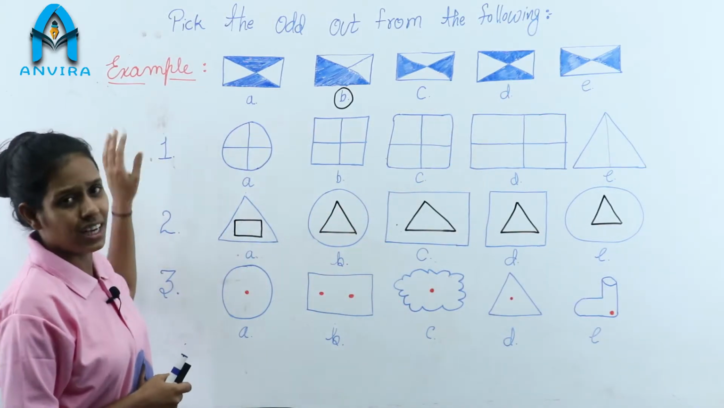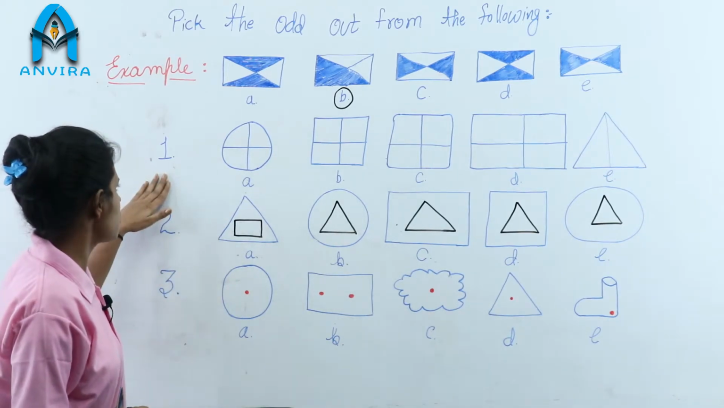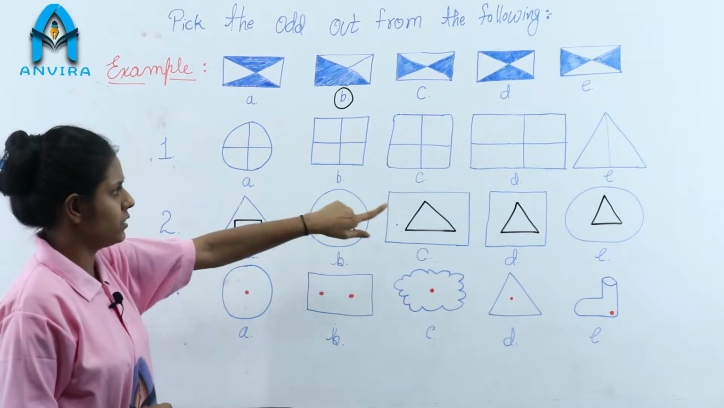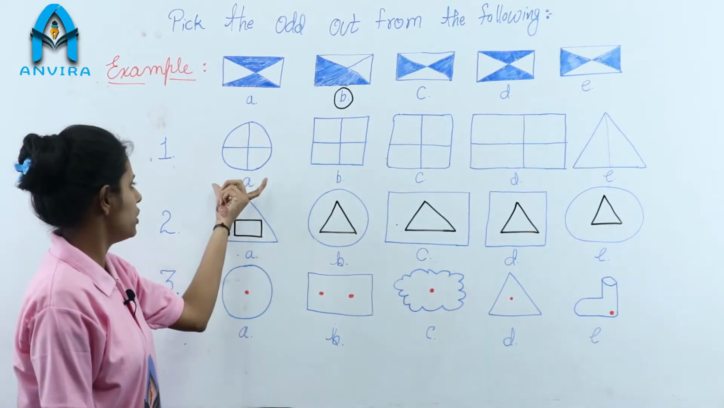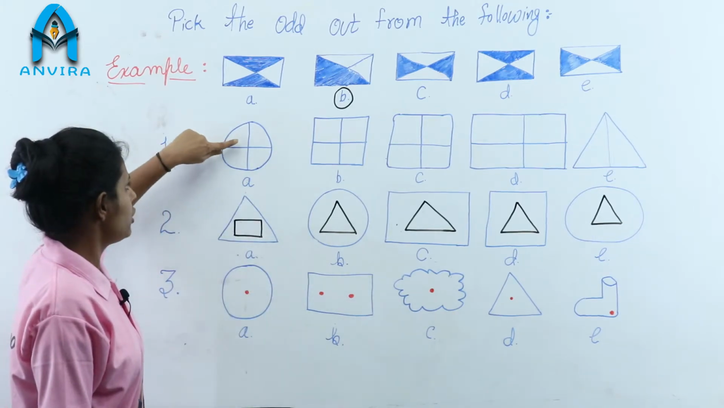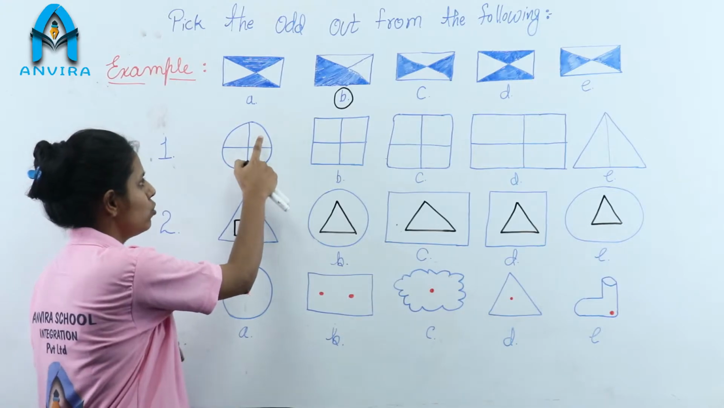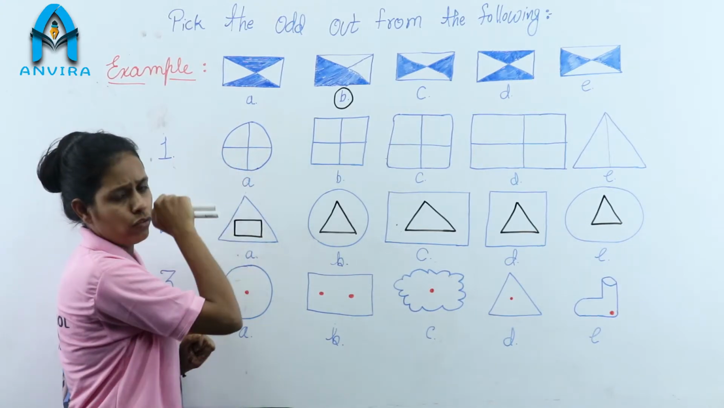Just like this example, now we solve question number 1. In this question, we found patterns in every option. In option A, we found a circle which is divided into 4 parts: 1, 2, 3 and 4.